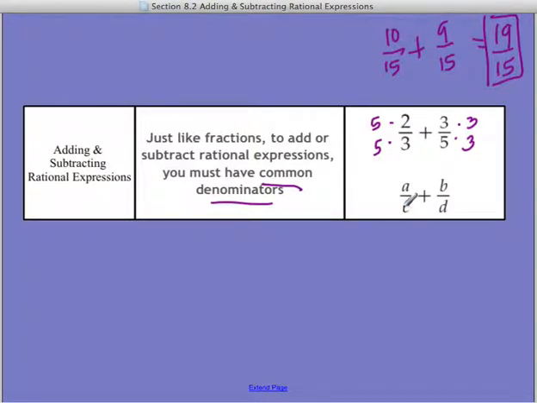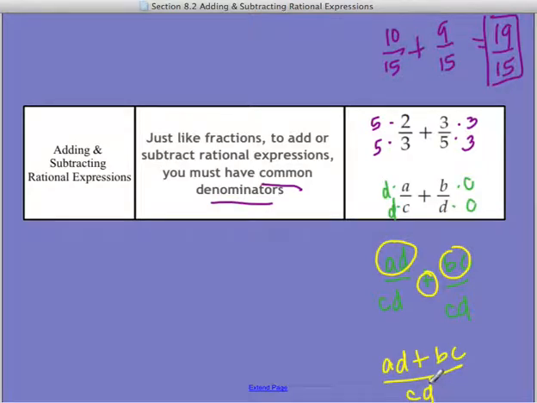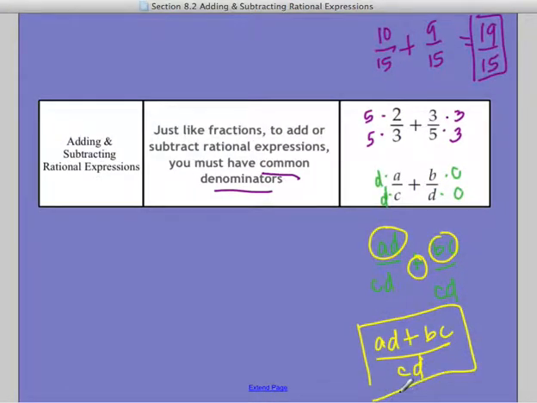If I need to get a common multiple between c and d, I'd have to multiply this one by d. So if I do that to the denominator, I also need to do it to the numerator. And this one I'd have to multiply by c. So I would have a times d over c times d, and I just like to write them in alphabetical order. When it's multiplying, it doesn't matter. Then I'd have b times c over d times c, which is the same as cd. Since I have a common denominator, I can add my numerators. So I'm just going to write ad plus bc over cd. And there is my rational expression added together.